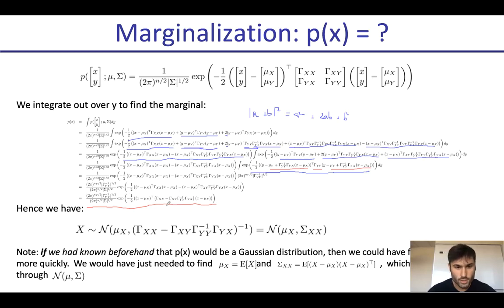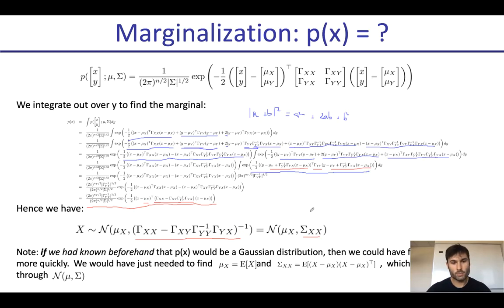x. What this means is that this mu x is the mean, and this term over here is the inverse of the covariance. So essentially we have that the Gaussian variable x follows a Gaussian distribution with mu x and covariance matrix sigma xx, by plugging in the previous relationship that we found between the precision matrix and the covariance matrix.